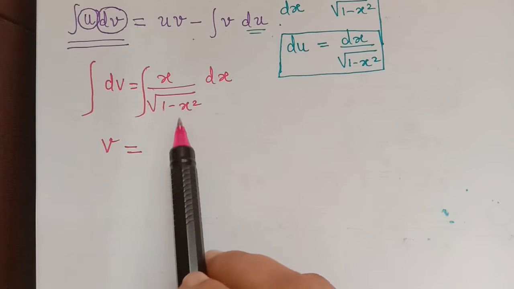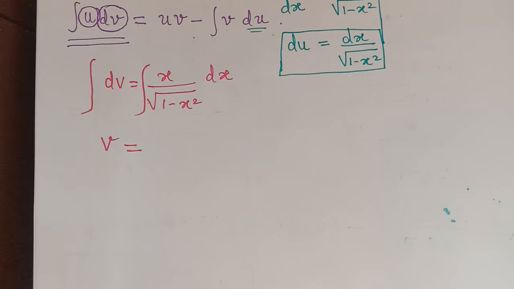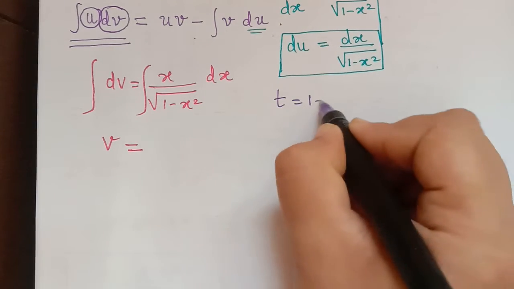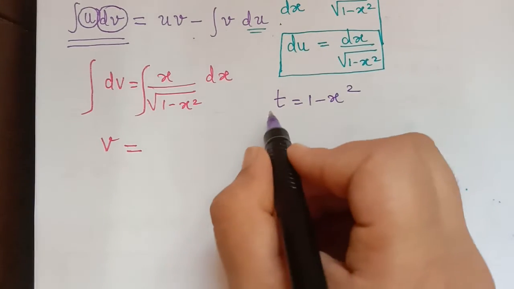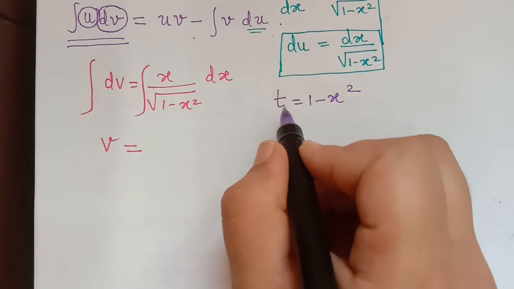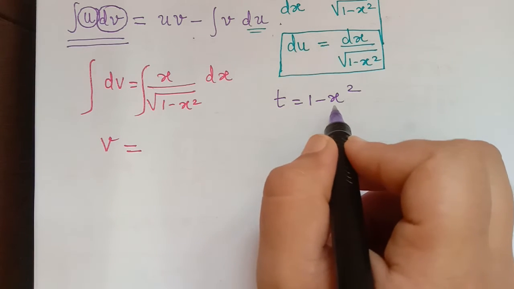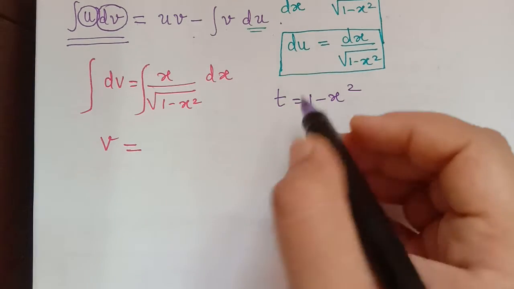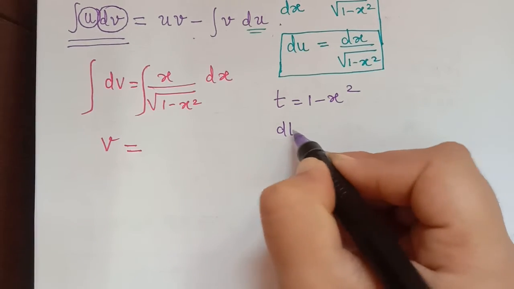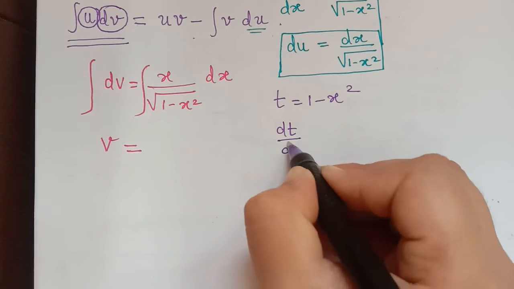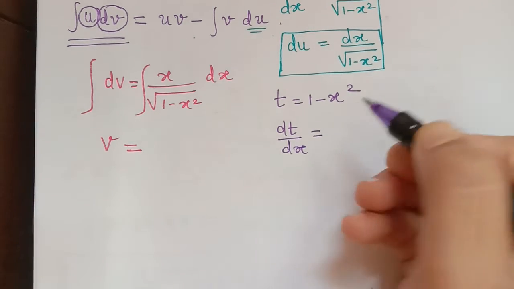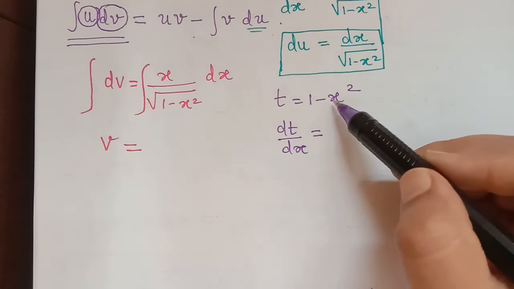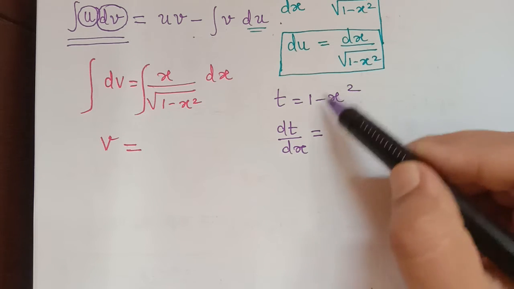This we are going to take as t. So let me take this as t. So t will be equal to 1 minus x square. So I have made the substitution as t equal to 1 minus x square. So from this we have to differentiate in order to get this dx. So with respect to x we are differentiating. So dt by dx will be equal to, what will be the differentiation of 1? It will be 0. And then the differentiation of x squared is 2x.